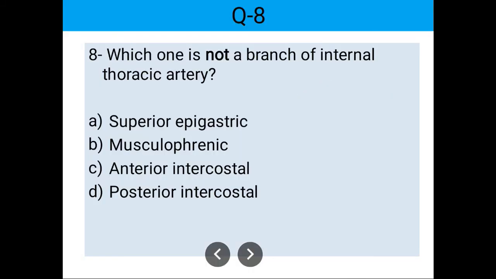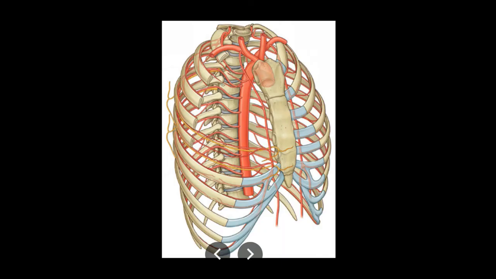Next we have question number 8. Which one is not a branch of the internal thoracic artery? See that the internal thoracic artery gives two terminal branches, which we name the superior epigastric and the musculophrenic artery. Anteriorly it also gives the anterior intercostal branches, but posteriorly it does not, so that is the best answer, the posterior intercostal, because they come from the aorta. So here we go to the answer.